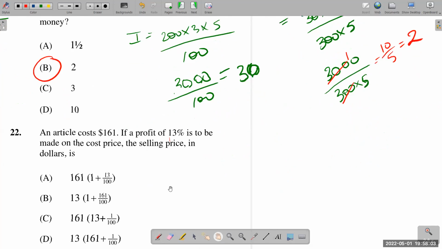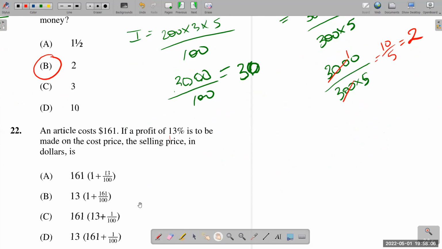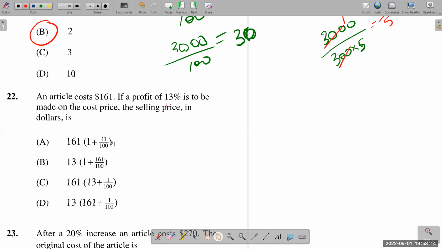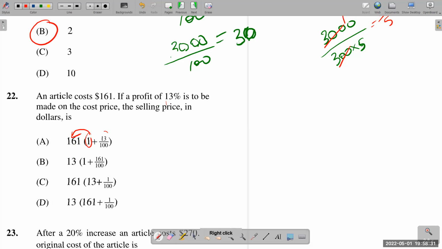Moving along. An article costs $161. If a profit of 13% is to be made on the cost price, the selling price is what? Which one do you think it is? I tell you now, I know the answer is A. Why is it A? Because 1 represents the original price, right or wrong? And then this represents the 13% extra, because if he made a profit, it must be added. So that's the only one that represents that information. So your answer is A, even without looking.